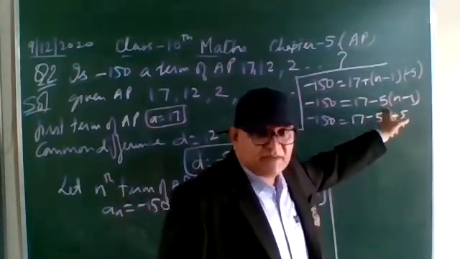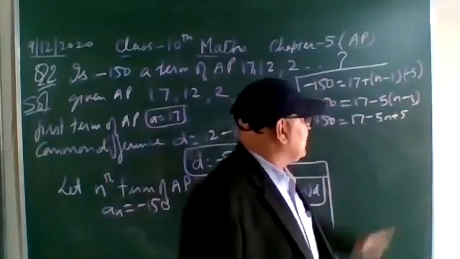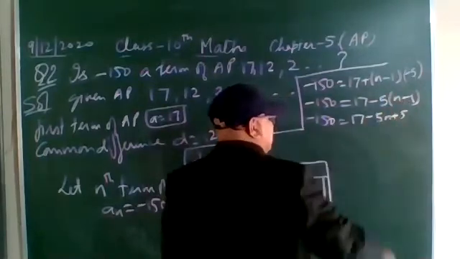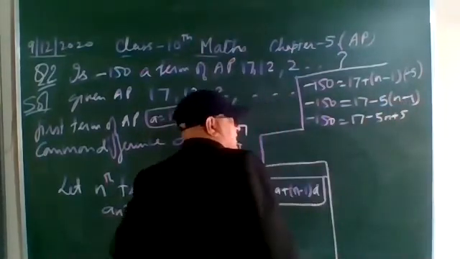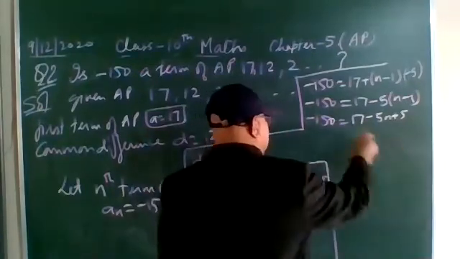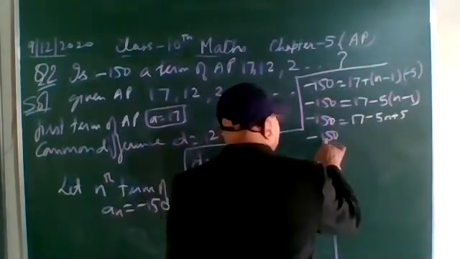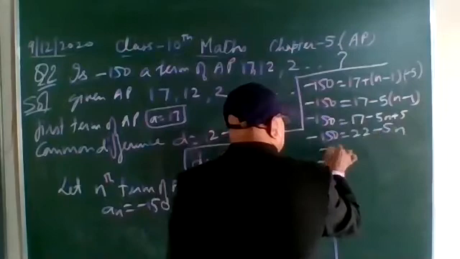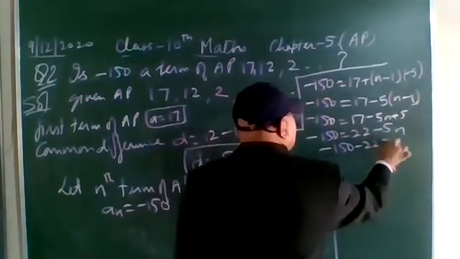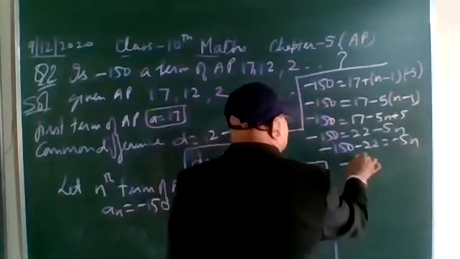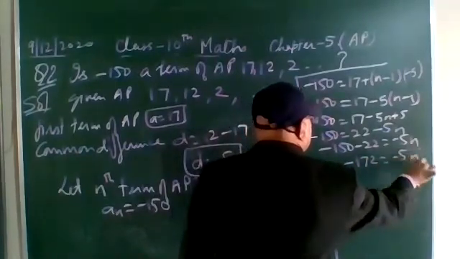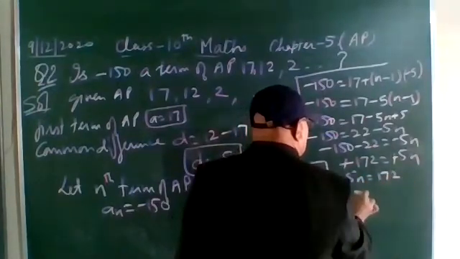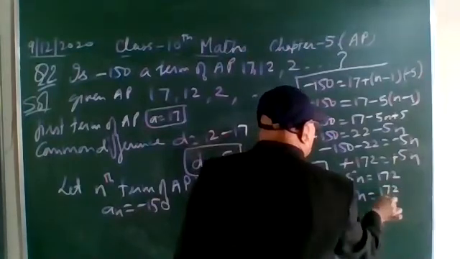Here first is the bracket. You have to open the bracket. After that you have to solve. Some students make the mistake here. The minus, they don't write minus. Please don't do this. Minus into minus is what? Plus. So -150 = 17 + 5 - 5n, that is 22 - 5n. So -150 - 22 = -5n. -172 = -5n. This cancels, so 5n = 172, n = 172 upon 5.